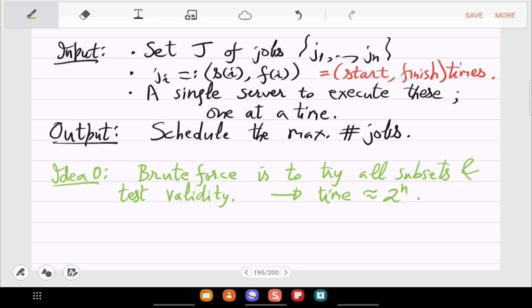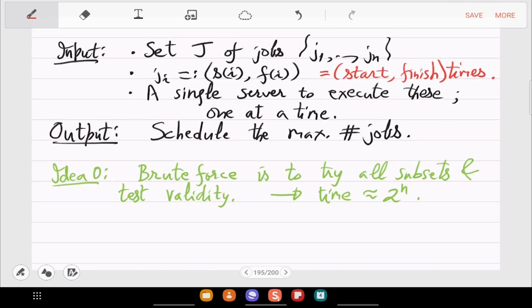And you have to do this 2 raised to n many times. After that, you can pick the maximum, the best schedule. Right? So that is brute force. It is not only impractical, it's impossible. With 100 jobs, 1,000 jobs, this is 2 raised to 1000. So this will never work. It will never even give you a schedule.